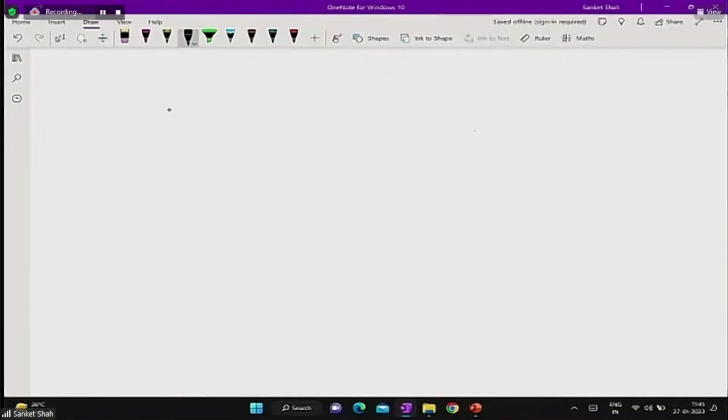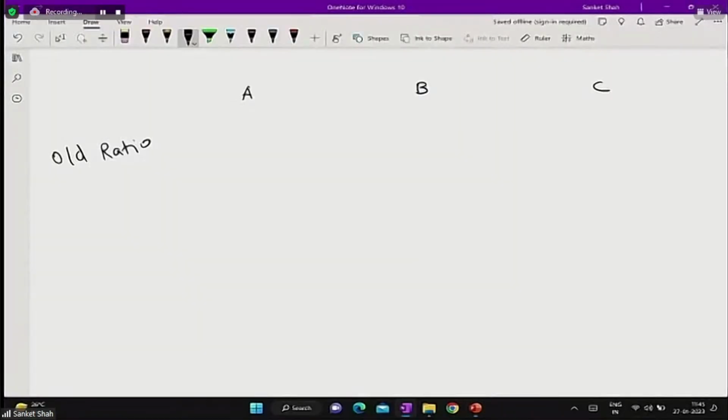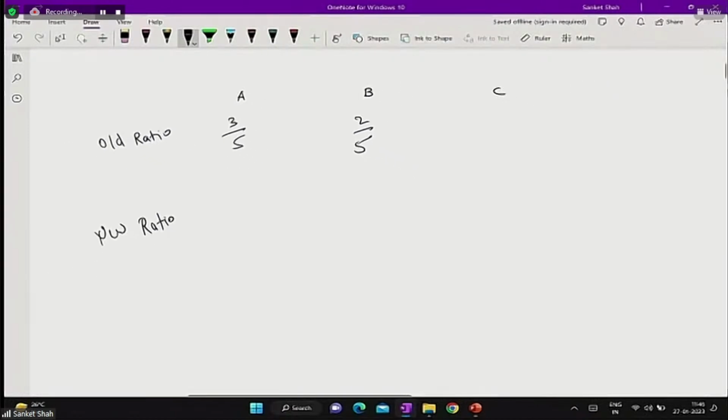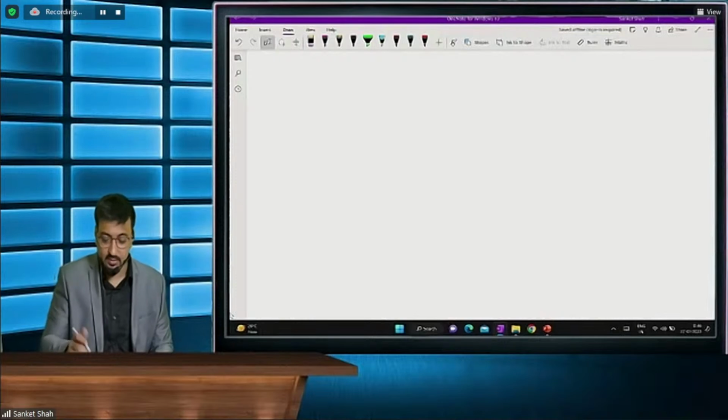Yes beta Anmol, very good. A, B, C. Understand first. Old ratio is 3:2, and then the new ratio. Old ratio and new ratio. Old ratio is 3/5, 2/5. Correct? Okay, sir.